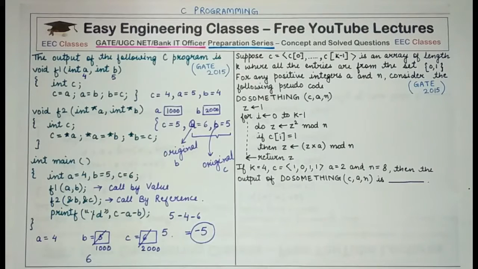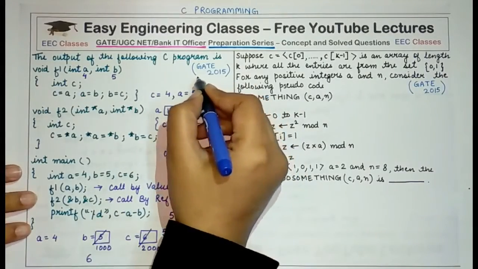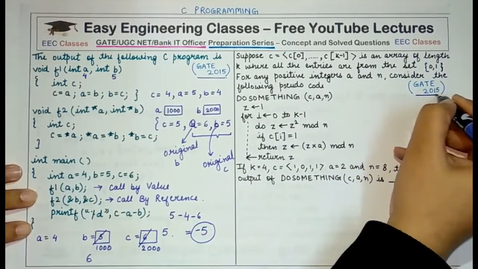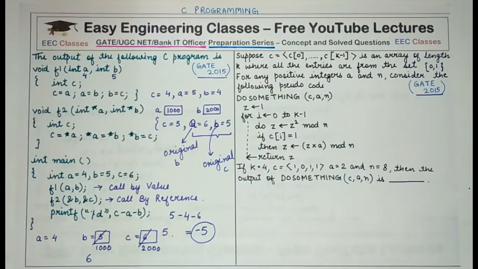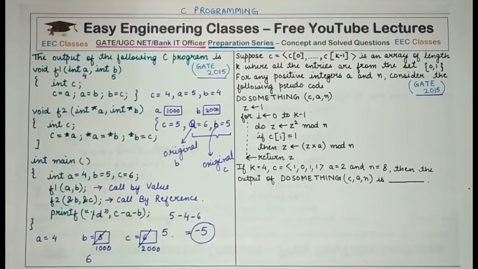Now coming to the second question, which is again from GATE 2015. The previous question was also from GATE 2015 and the next question that we are going to solve is also from GATE 2015. The question says that suppose you have an array named C, and the C array ranges from C of 0, C of 1 to C of k minus 1. So the size of this array is k. It is an array of length k where all the entries are from the set 0, 1. That means either the values in this array would be 0 or they would be 1.